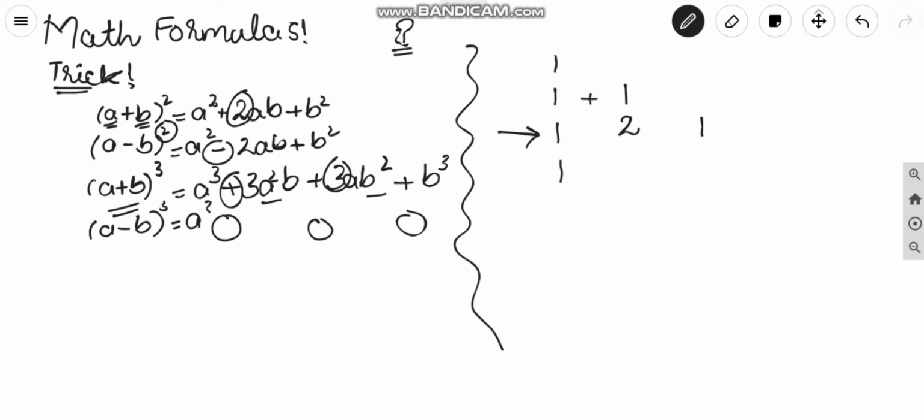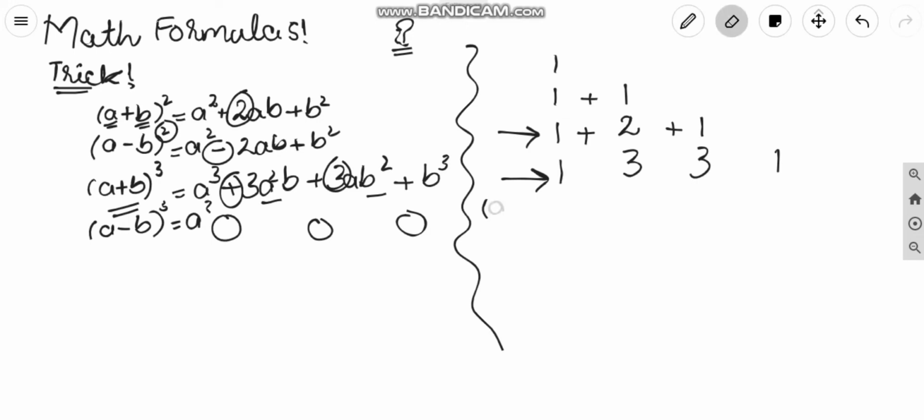Now let's continue. Repeat the 1 again, add these two numbers, it will become 3. Add these two numbers, it will become 3, and repeat the 1 again. Just notice it again. Now these are the coefficients of (a + b) whole cube. You can expand it for plus and also for minus. Just look, (a + b) whole cube.